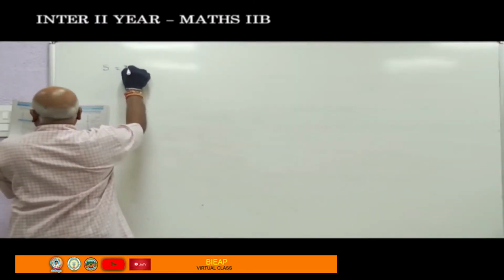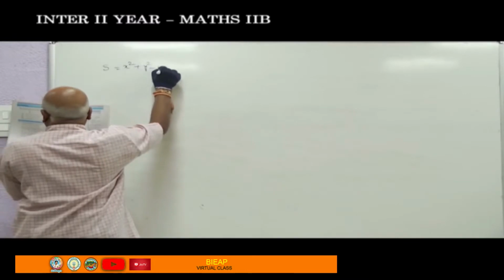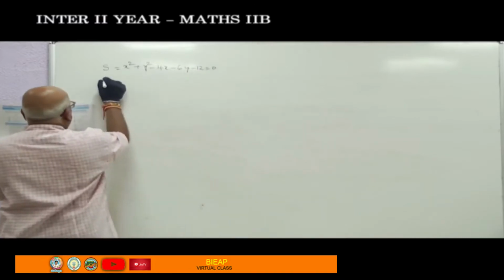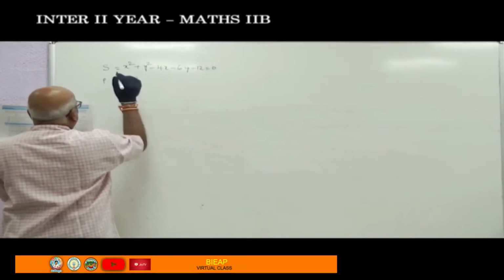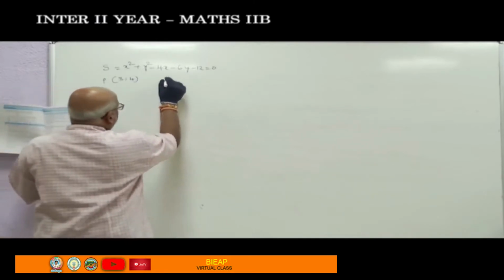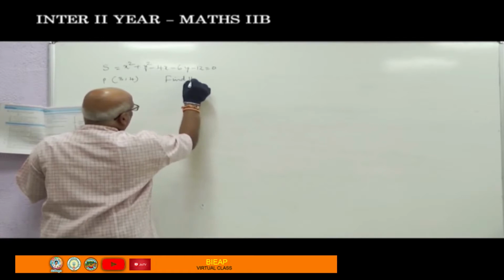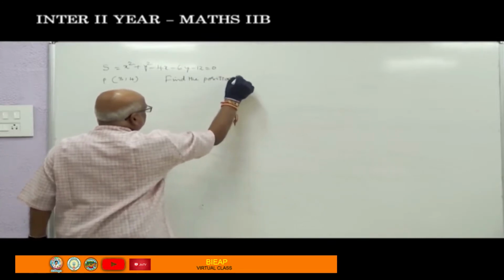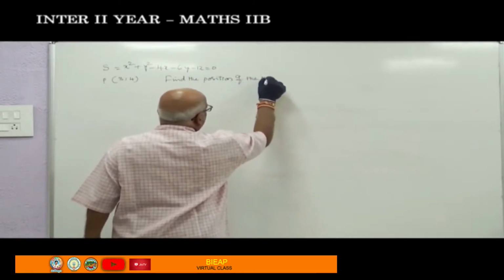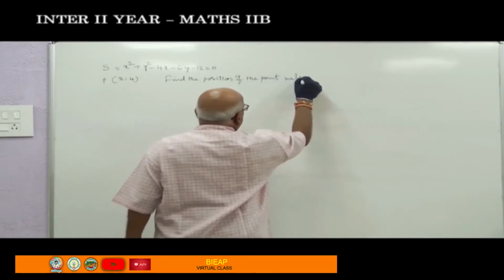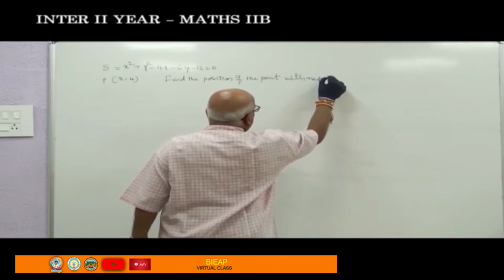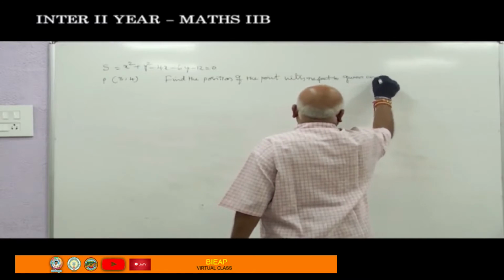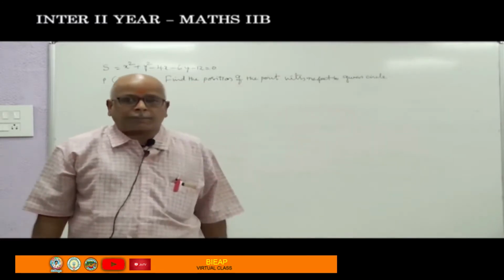S equal to x square plus y square minus 4x minus 6y minus 12 equal to 0. Point is 3, 4. The question is, find the position of the point with respect to the given circle.